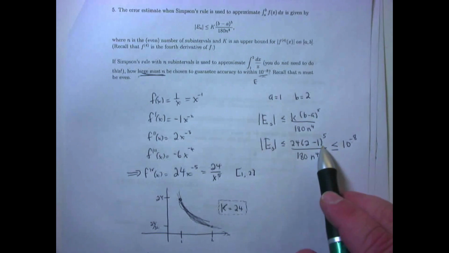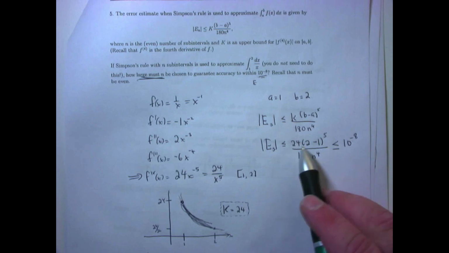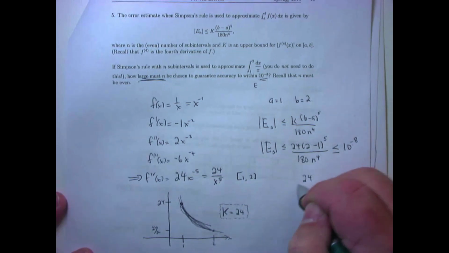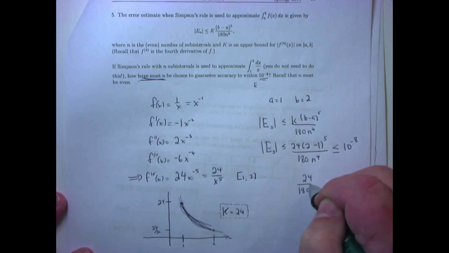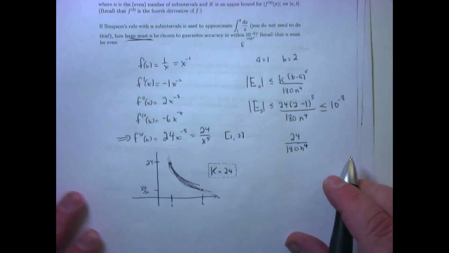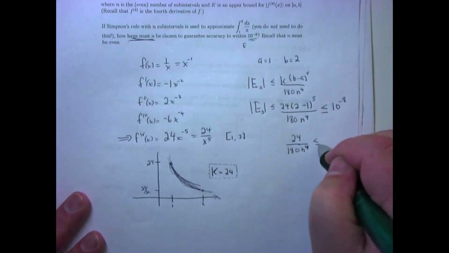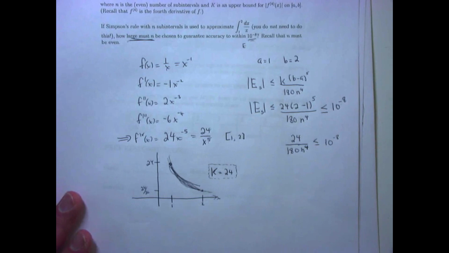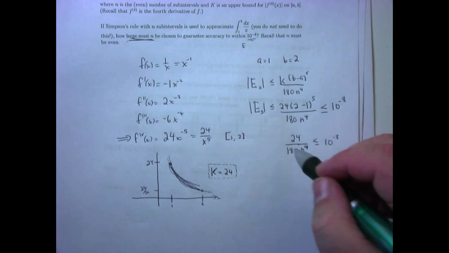Don't hurt yourselves. What's 2 minus 1, raised to the 5th power, times 24? So this is 24 over 180 n to the 4th. Yeah, I can clean that up later. I don't want to mess you guys up in showing my algebra on this thing. And that's less than or equal to 10 to the negative 8th power. I am going to solve for n. How am I going to solve for n?